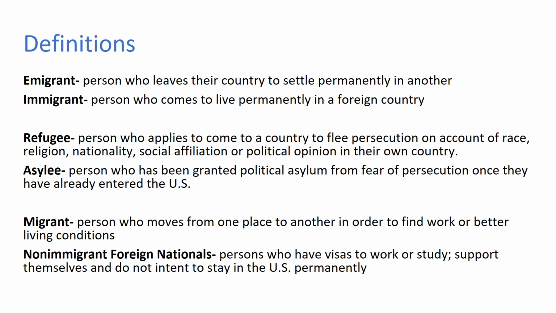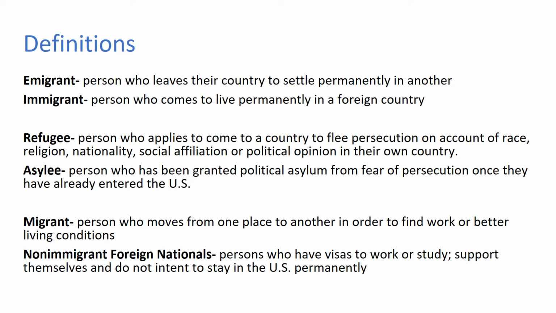A refugee is a person who applies to come to a country, and again, for the purposes of this module, will refer to someone who came to the US to flee persecution due to race, religion, nationality, social affiliation, or political opinion in the country that they were originally from. Refugee status then is a form of protection that's granted. An asylee is someone who comes to the US and is unable to return to their country of nationality or seek the protection of that country because of persecution or fear of persecution.